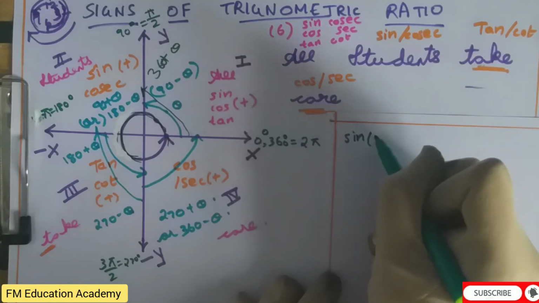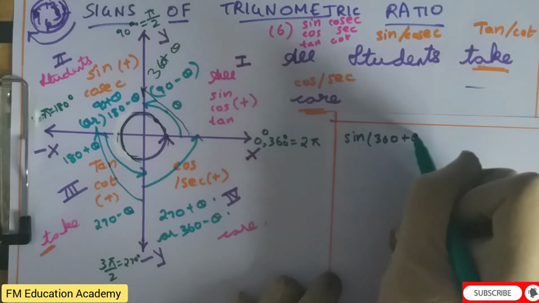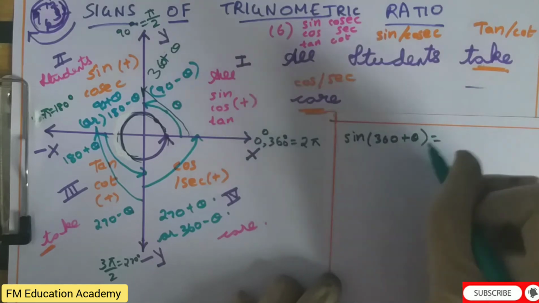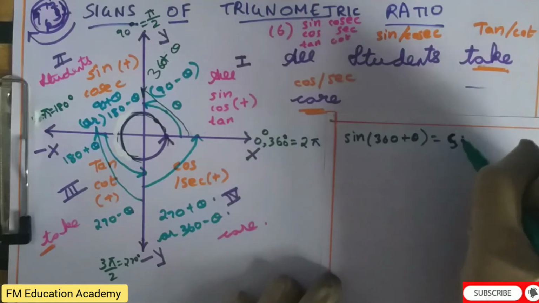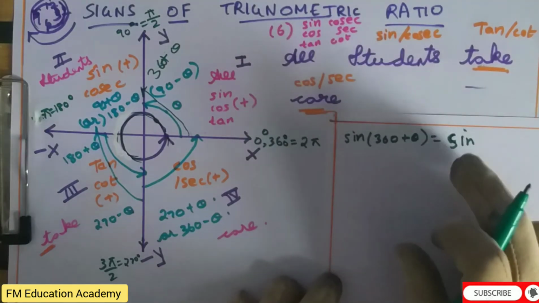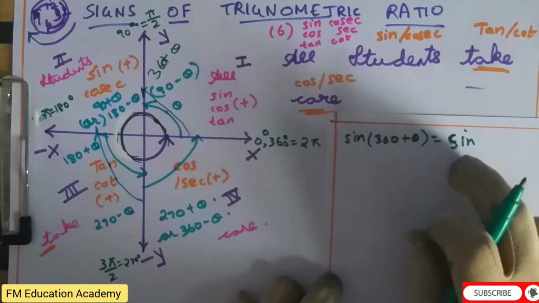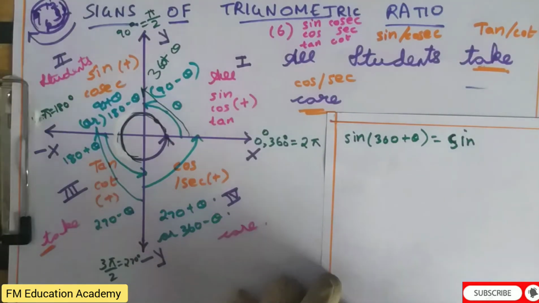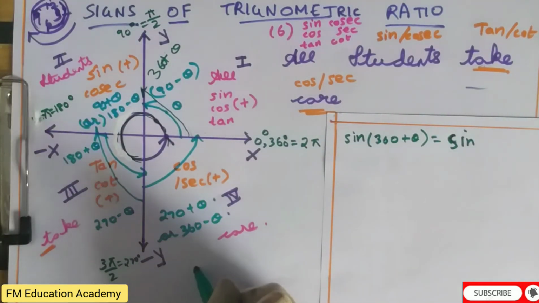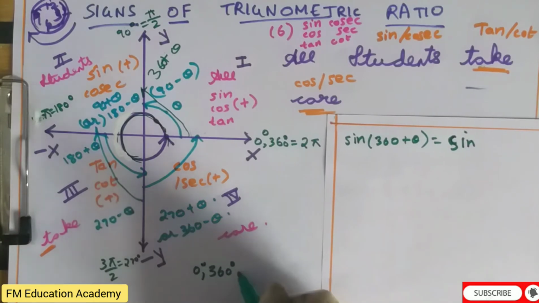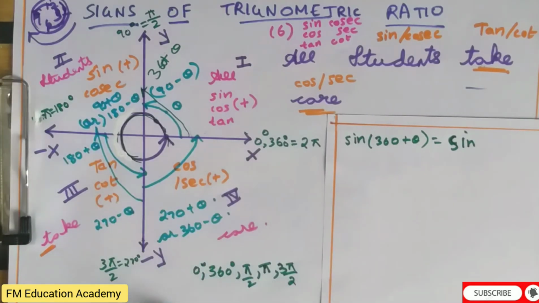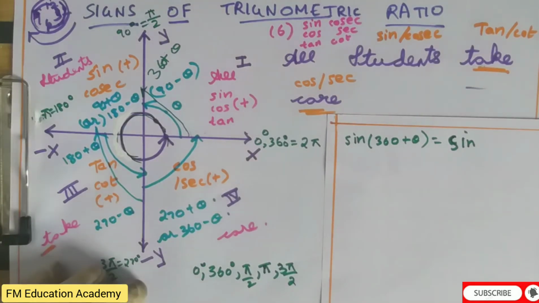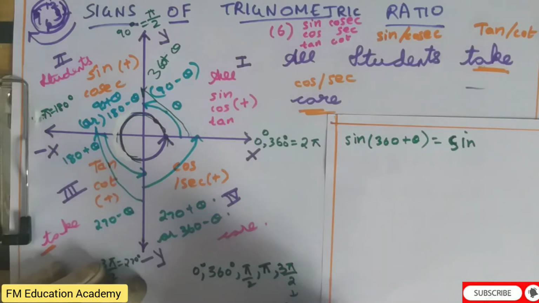Again, sine 360 plus theta. Either I can write 2 pi plus theta, or I can write 360 plus theta. What is sine 360 plus theta? Sine only. Why will it be sine? Remember, how many ratios we have in total? We have 0, 360, 90, 180, 270. See, these are the ratios which we have. 0 or 360 or 90 or 180 or 270, that's it, right?